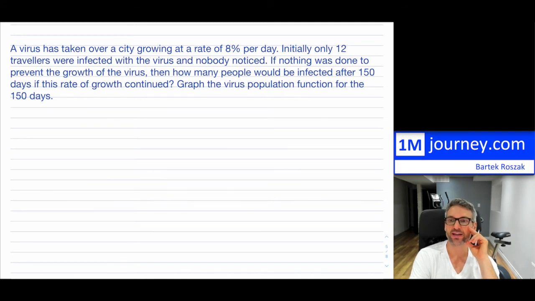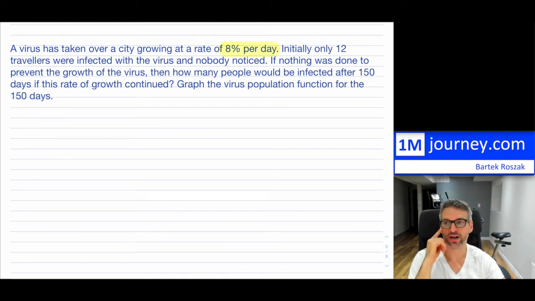So a virus has taken over a city, growing at a rate of 8% per day. So here's my 8%. That's going to be your r. Initially, only 12 travelers. So let's say this was your city, and 12 travelers come in, maybe from New York, LA, Toronto, anywhere, maybe Berlin. Now, 12 travelers, that's all, which seems tiny when you have maybe millions of people in a city. They were infected with the virus and nobody noticed, and it just kept carrying on.